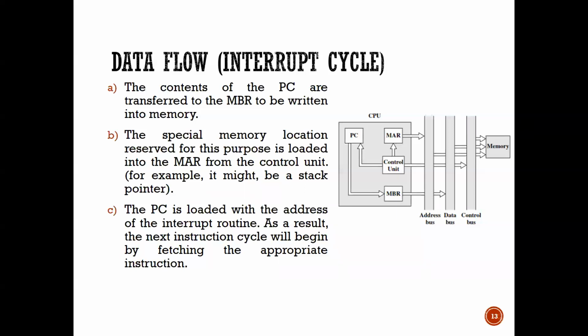Data flow, interrupt cycle. The content of the PC is transferred to the MBR to be written. The special memory location reserved for the purpose is loaded into the MAR from the control unit. The PC is loaded with the address of the interrupt routine. As a result, the next instruction cycle will begin by fetching the appropriate instruction.